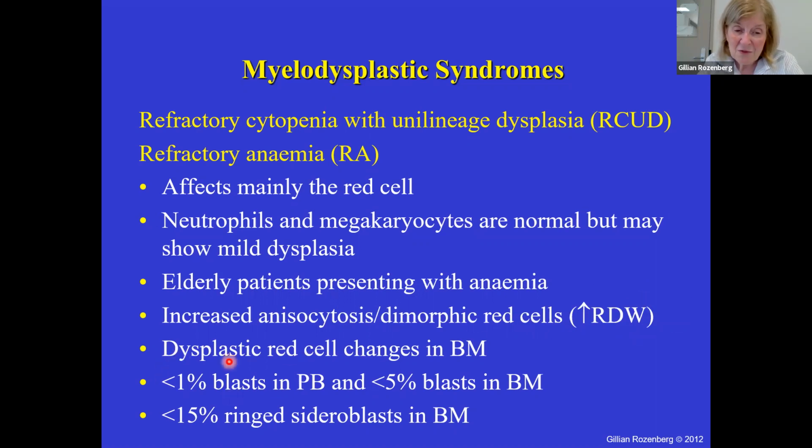You see dysplastic red cell changes in the bone marrow. And when you look carefully, you'll see that there's less than 1% blasts in the peripheral blood and less than 5% blasts in the bone marrow, and less than 15% ring sideroblasts in the bone marrow when stained with the Prussian blue stain.